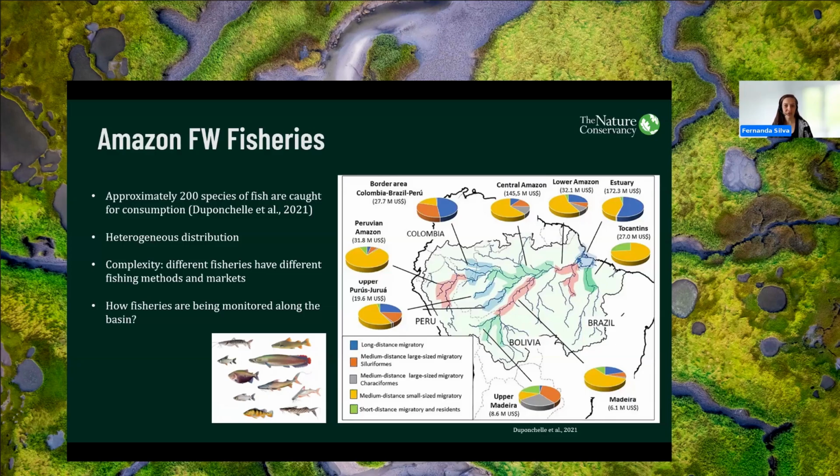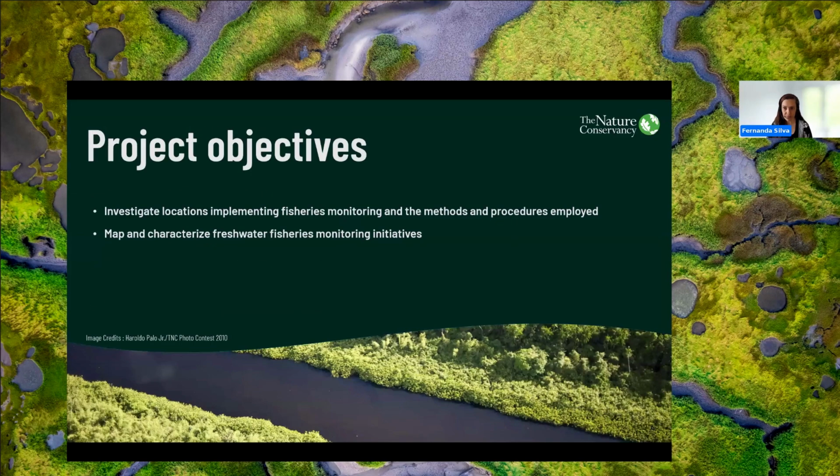Moreover, each region of the Amazon has a different species composition and fish practices. So these heterogeneous distributions, as you can see in this map, present a challenge. Different fishing gears, local markets, and fishing cultures mean that there is no single solution for management and monitoring across the Amazon. And given all this complexity, we raise the question: how are these very diverse fisheries in the Amazon being monitored?